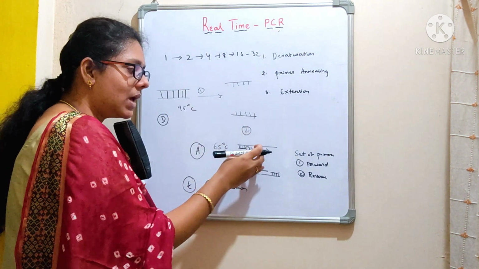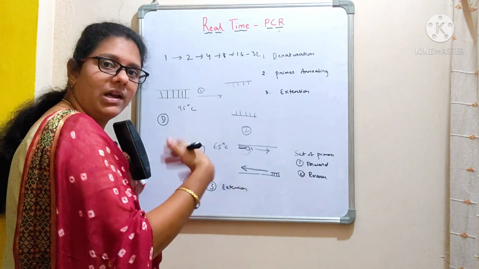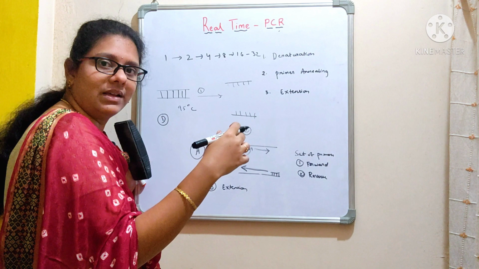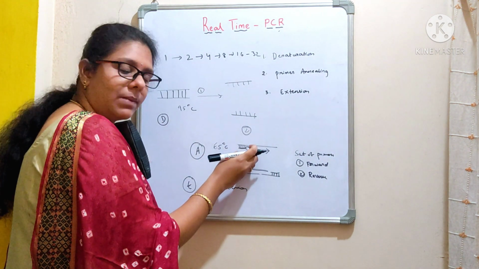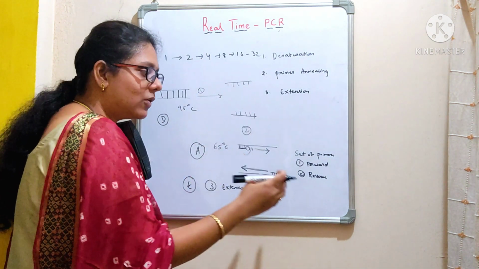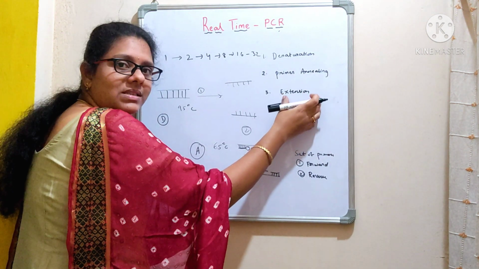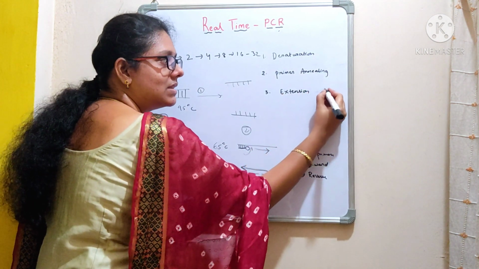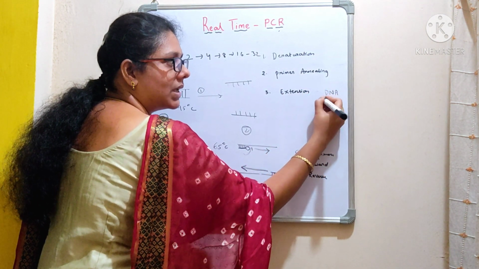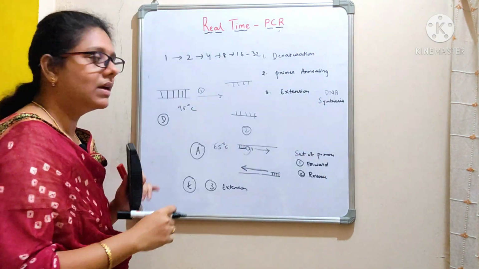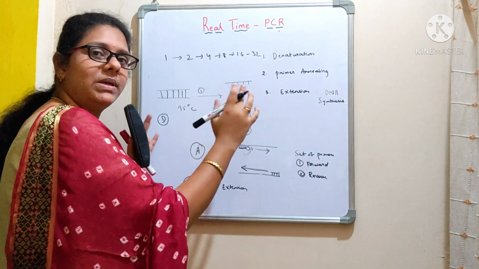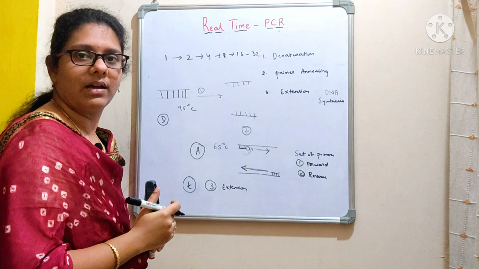You all know very well about the role of DNA polymerase. It will add one nucleotide after the other, right? So after the binding of the primer, the DNA polymerase will carry out the last step, that is the extension. In this extension, the DNA synthesis will take place, right? This is what exactly happens with the method of PCR.